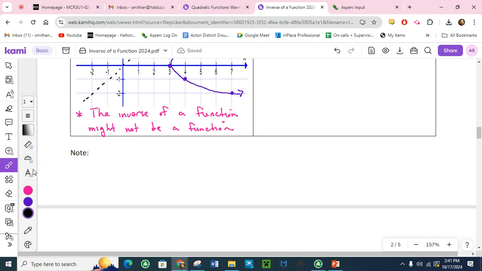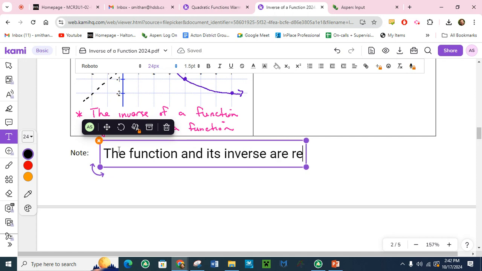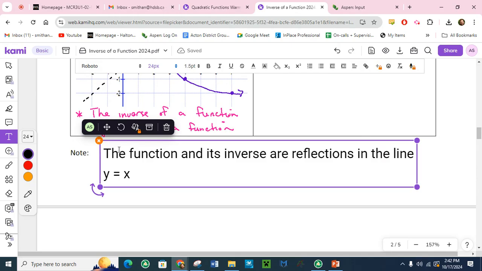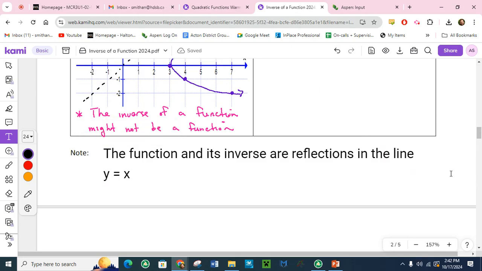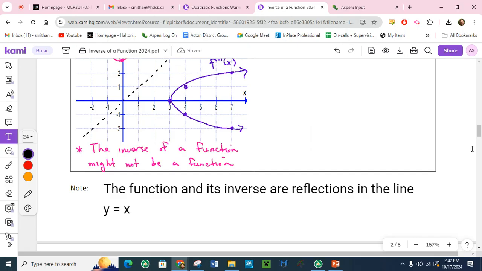Down here, please add this in. A function and its inverse are reflections in the line y equals x. Which actually makes sense at the end of the day, because to get the inverse, you're basically just swapping x and y's. So very cool idea. These are things I'd like you guys to know. That's why we're adding a note in there.